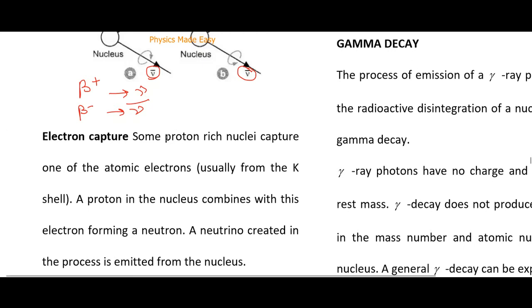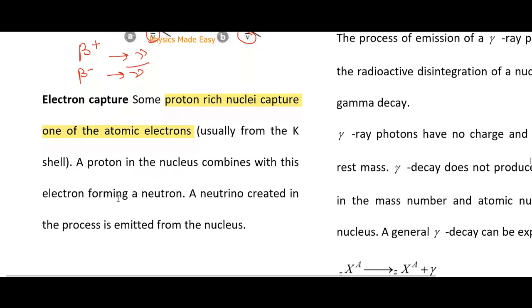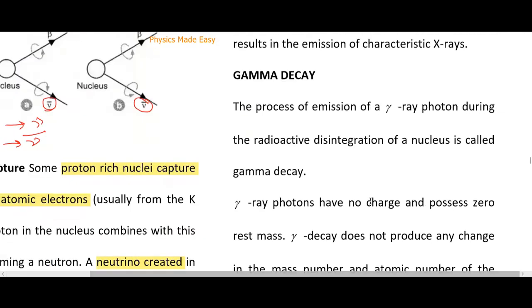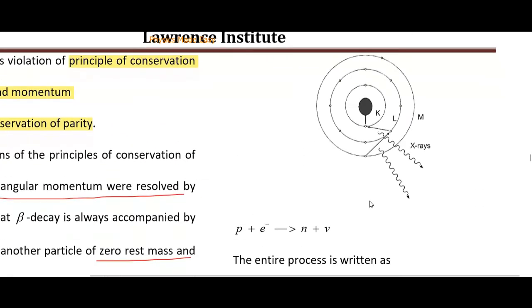Now, some proton-rich nuclei capture one of the atomic electrons. A proton in the nucleus combines with the electron forming neutrons. A neutrino created in the process is emitted from the nucleus. So this is electron capture. Now what happens in electron capture will be clear from this diagram.